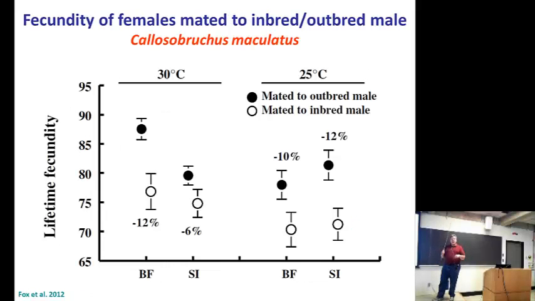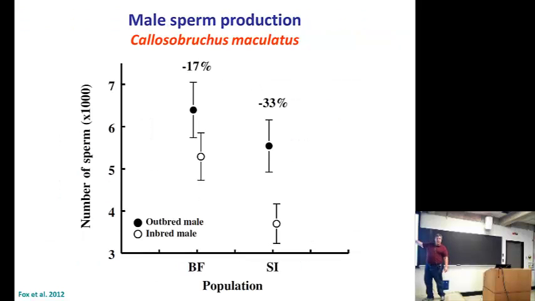If females are outbred, but they mate with an inbred male, they have lower fecundity than if they mate with an outbred male. This is actually two separate experiments here. We had to repeat it because we didn't believe it. All of these are outbred females. These are females mated to outbred males. These are outbred females mated to inbred males. Significant reduction in fecundity in every single case. The reason for that is probably that inbred males produce less sperm than outbred males do. They don't produce smaller nuptial gifts, but they do produce less sperm.